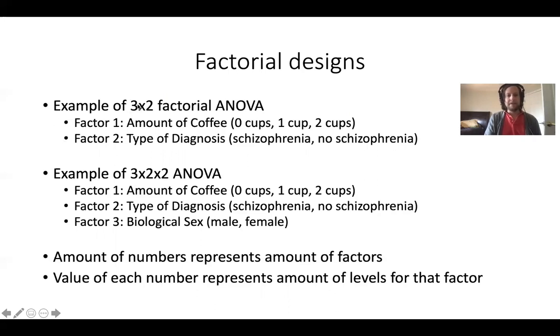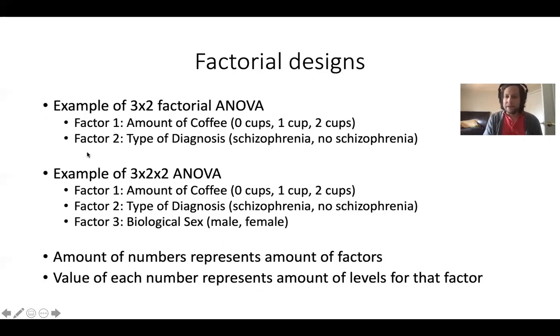The first number is 3: amount of coffee, 0 cups, 1 cup, or 2 cups. That's factor 1 right here, with 3 levels. Factor 2, type of diagnosis, whether people have schizophrenia or not, has only 2 levels. So 3 by 2: two factors, one with 3 levels, one with 2. The total number of conditions, by the way, would be 6, since 3 times 2 equals 6. So that's a 2-way design.